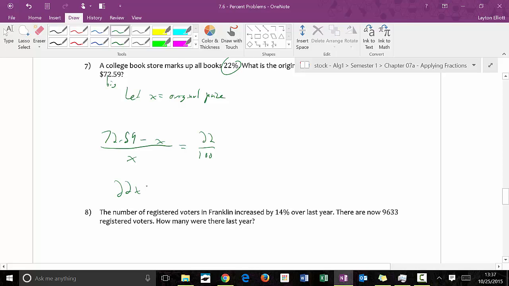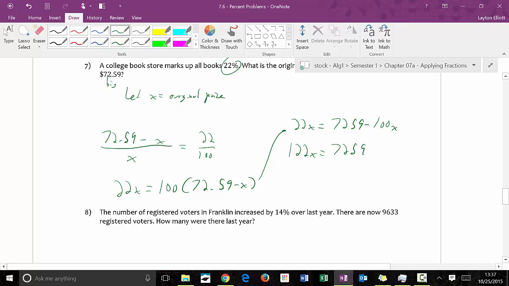So same thing, cross multiply. 22x is equal to 100 times 72.59 minus x, or 22x is equal to 7259 minus 100x. To add 100x to both sides, and I get 122x is equal to 7259. Do some quick division. I get x is 59.5, which is $59.50.